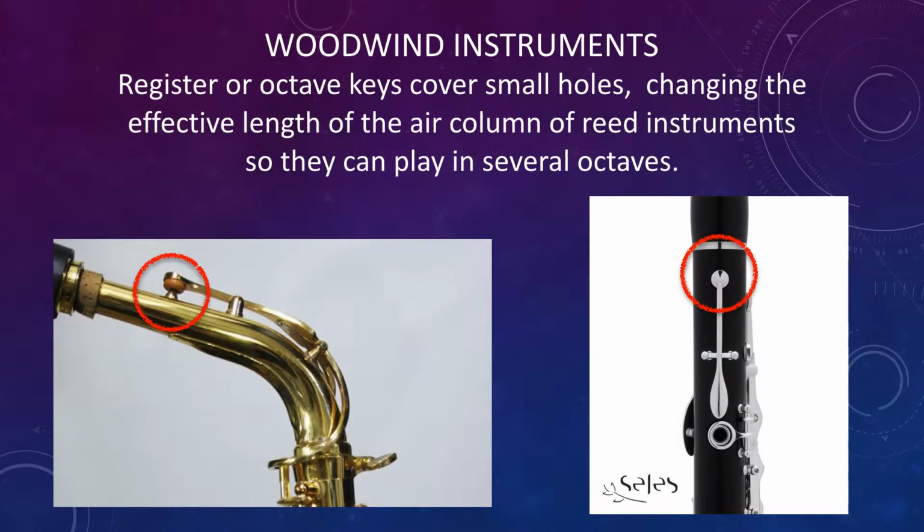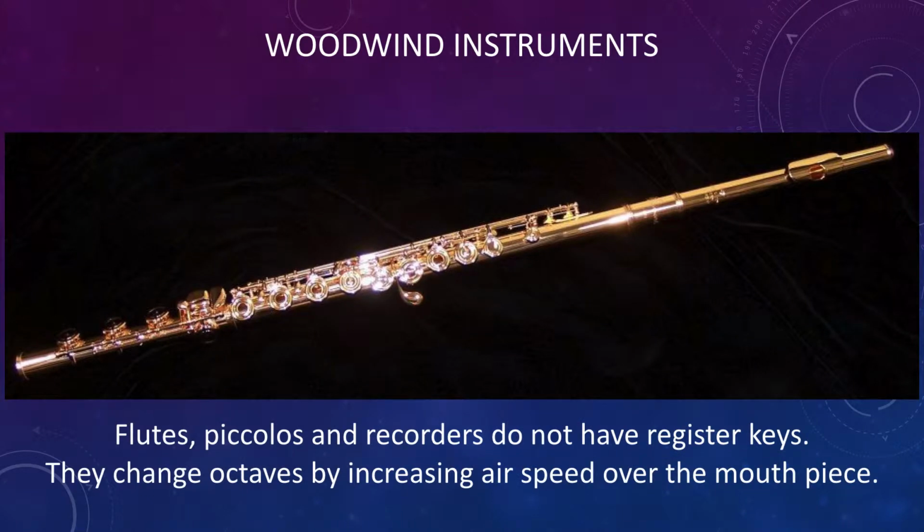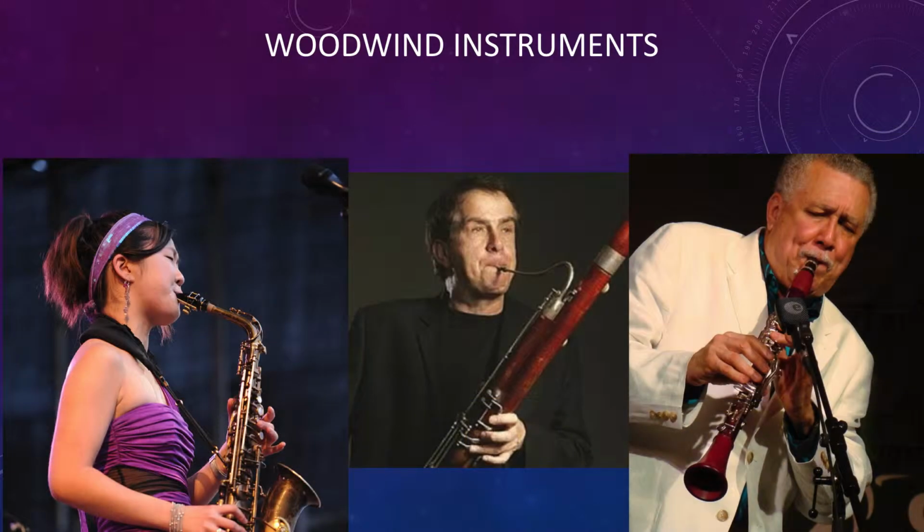Register or octave keys, which cover small holes, have the effect of changing the length of the air column of the reed instrument so they can play in several octaves, while the other holes adjust the reduced length air column. Flutes, piccolos, and recorders do not have register keys. They change octaves by increasing airspeed over the mouthpiece. In general, reeds vibrate at just one frequency, so reed instruments depend on the register keys to increase their range.